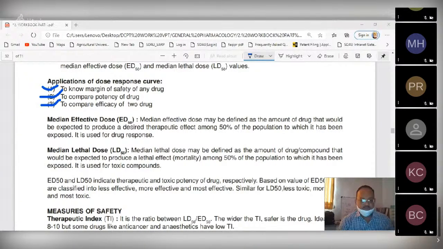That is known as median lethal dose. That means the effective dose and lethal dose. What is different? One represents the therapeutic effect, another represents the mortality. One is used for the study of the beneficial effect of the drug, another is used for the lethal effect of the drugs.